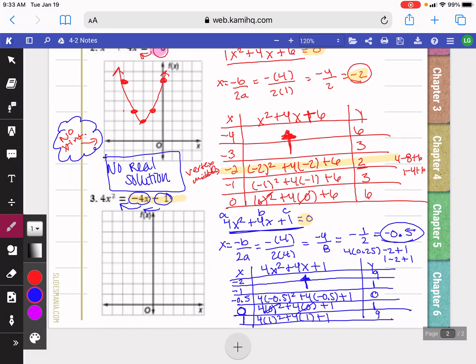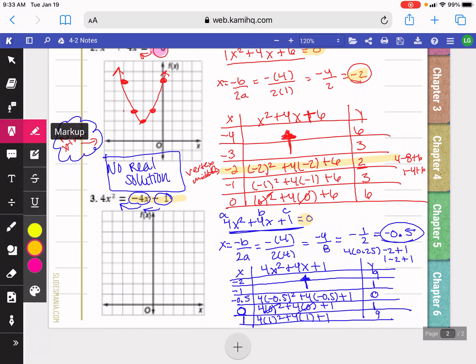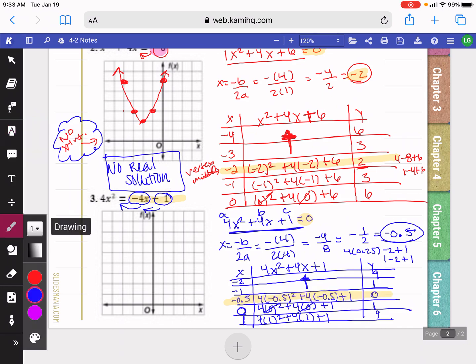So now I have enough information to do my graph. Remember, this was our vertex. That's why we put it in the middle. So my first point's at negative 2, 9. Then I have a point at negative 1, 1. At negative 0.5, 0. At 0, 1. And at 1, 9.